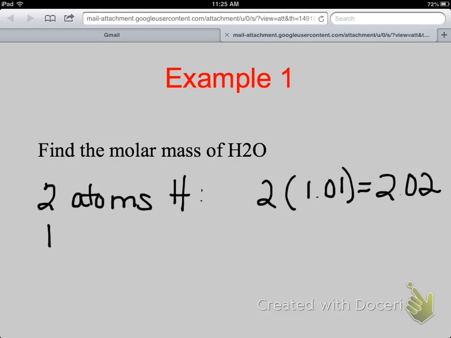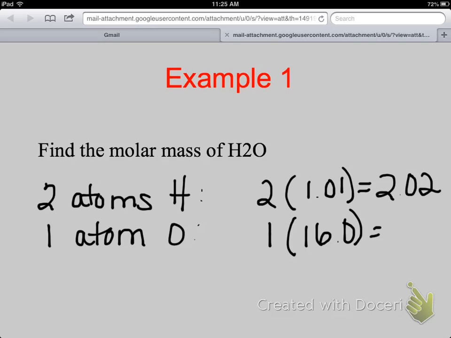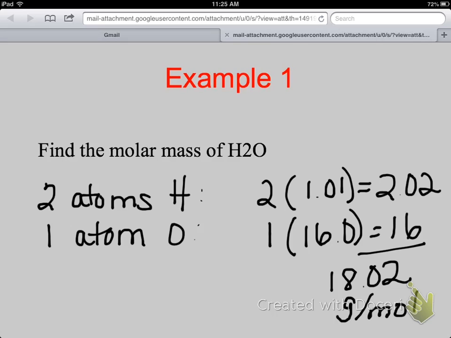And we have 1 atom of oxygen. When I look up oxygen, there's just 1. I'm going to round it to 16.0. So we still have the 16, so add them up, 18.02. And we're going to label this as grams per mole. So for molar mass, the unit on the end is grams per mole. My recommendation is to try to keep it to 2 numbers after the decimal point. You don't want to round too soon or too much.